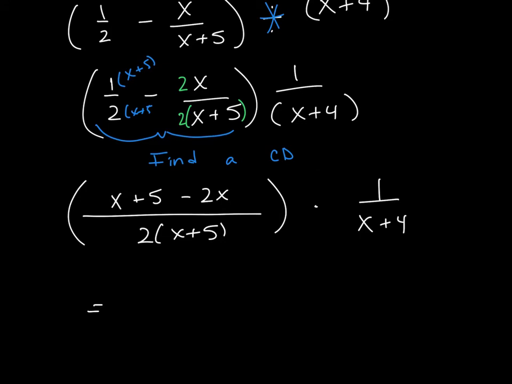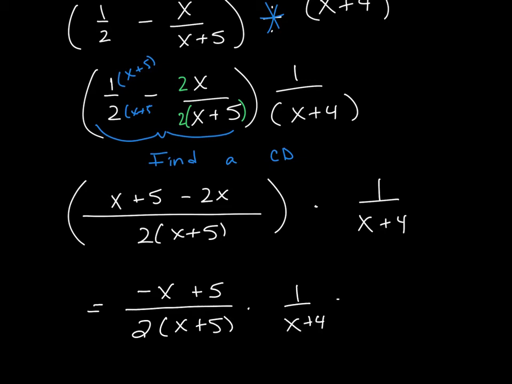So now in the numerator up here, I combine my like terms, and I'm left with negative x plus 5 all over 2 times x plus 5. And when I multiply that times 1 over x minus 4, I just go ahead and make that negative x plus 5 all over 2 times x plus 5 times x minus 4.